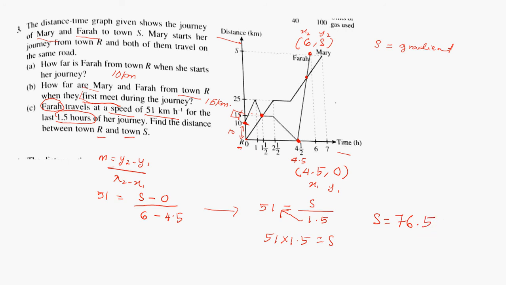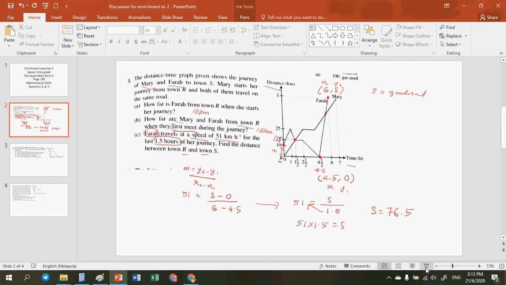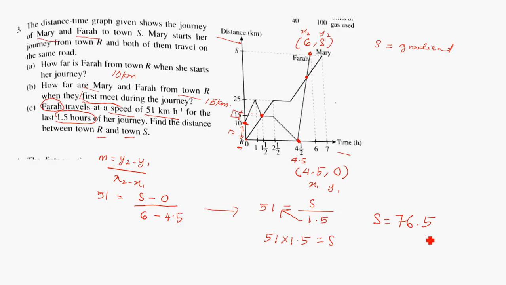Let me check again. 76.5. So that's how you solve question number 3. 76.5 kilometer is the value of s. Why is it the answer? Because the question asks you about the distance between R and S. R is 0, S is 76.5, so the distance from here to here is 76.5.